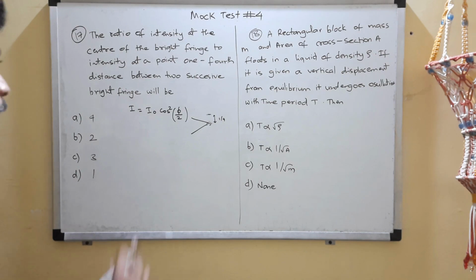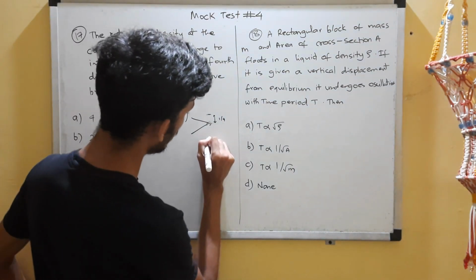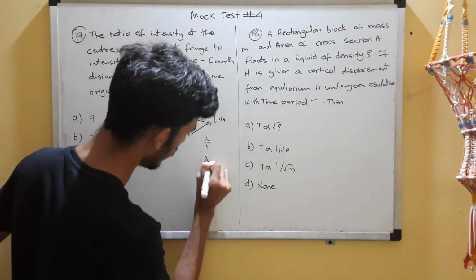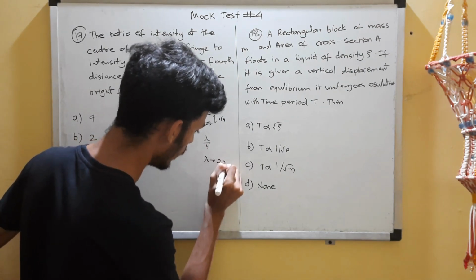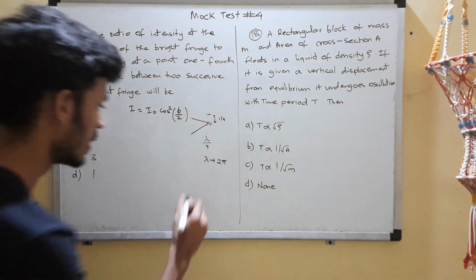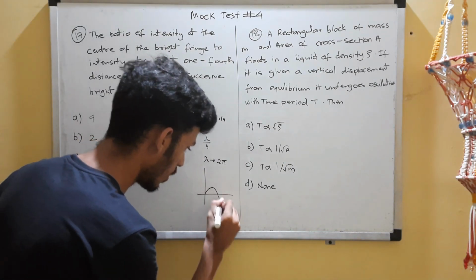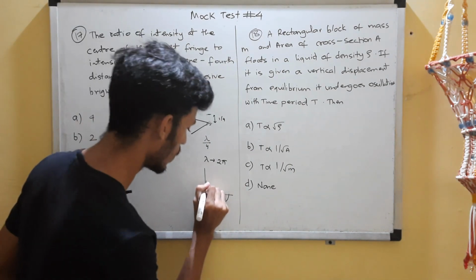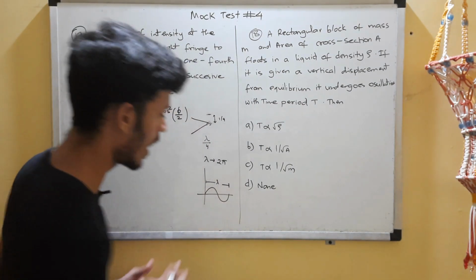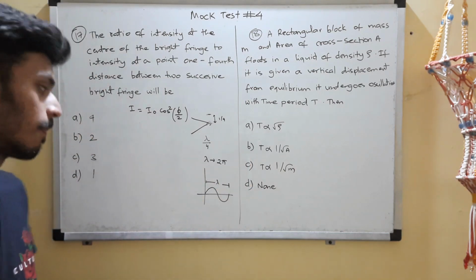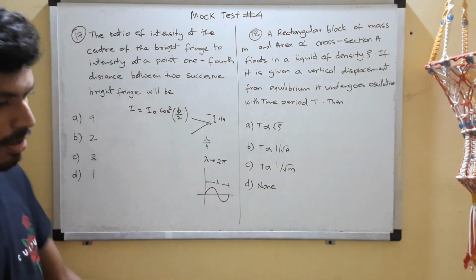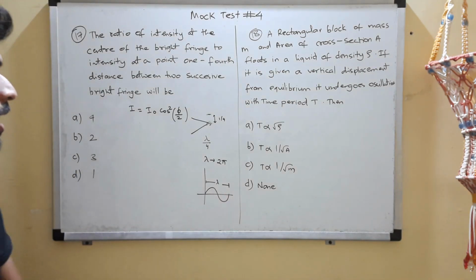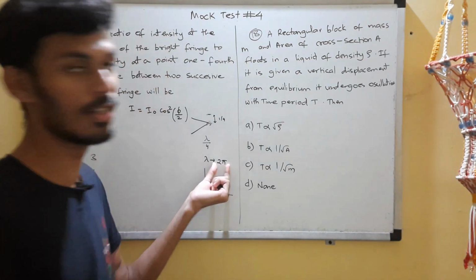Now at 1/4 distance, the path difference will be lambda by 4. For a path difference of lambda, we have a phase difference of 2 pi. Basically you can imagine it like this: this is one wavelength, so for a path difference of lambda, this is an entire phase, 2 pi. You can make a circle out of it. So for lambda, we have a phase difference of 2 pi.